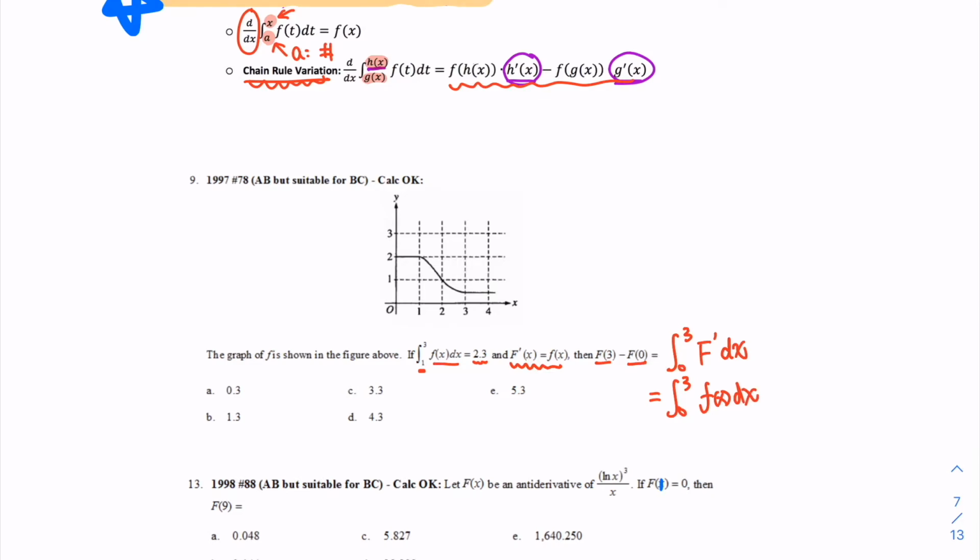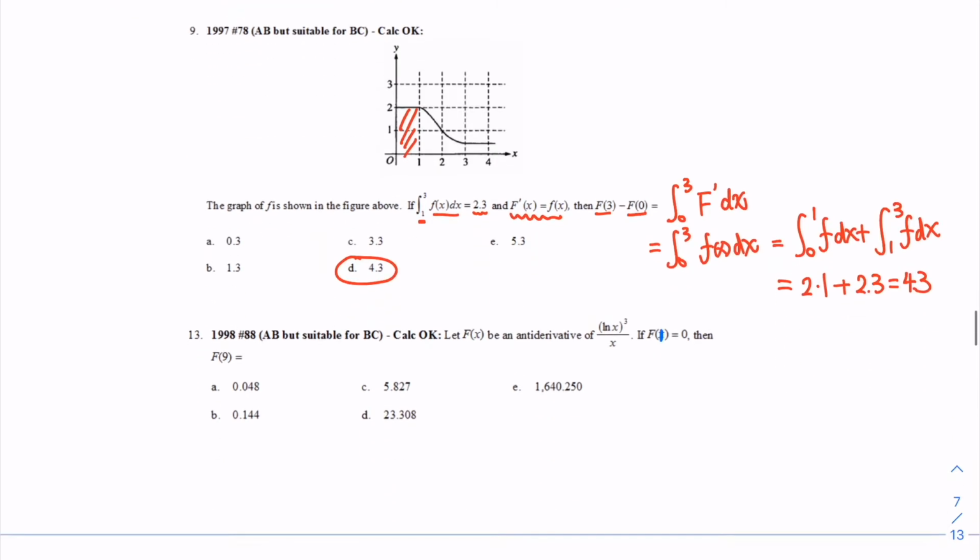So the integral from 0 to 3, given from 1 to 3, will be equal to the integral from 0 to 1 of f dx plus the integral from 1 to 3 of f dx. And the integral from 0 to 1 of f dx is the area here, which is 2 times 1, plus 2.3. Final answer will be 4.3.